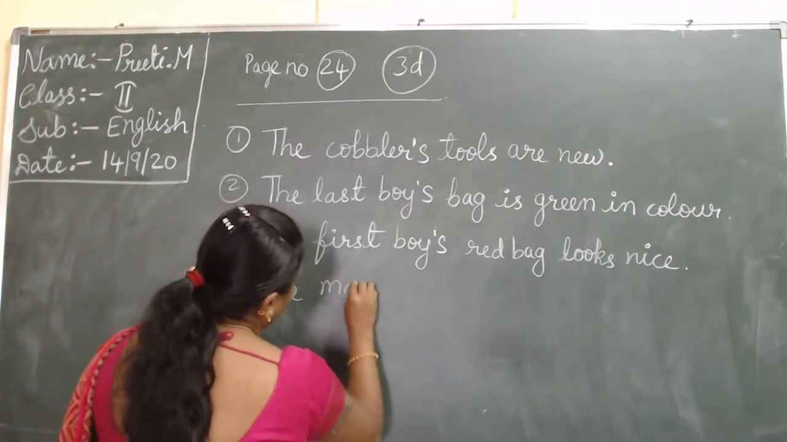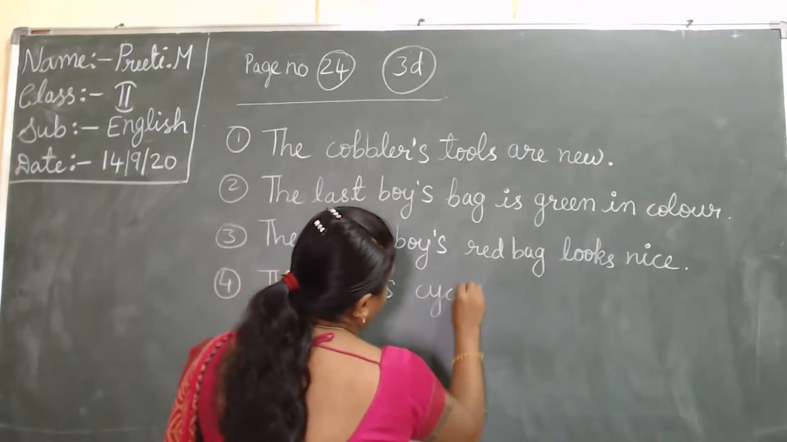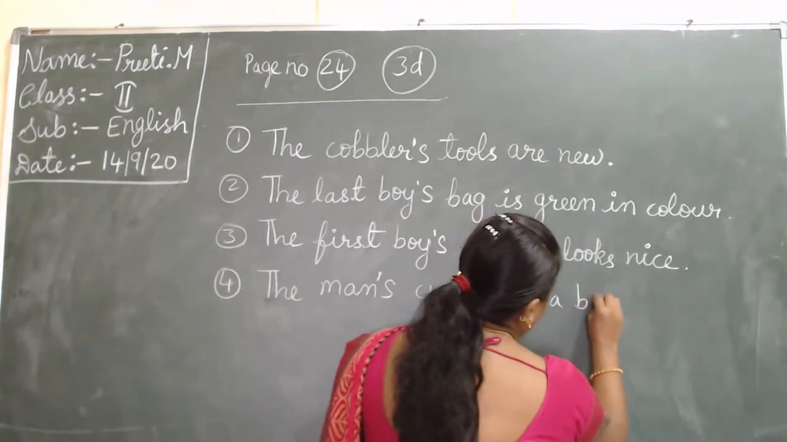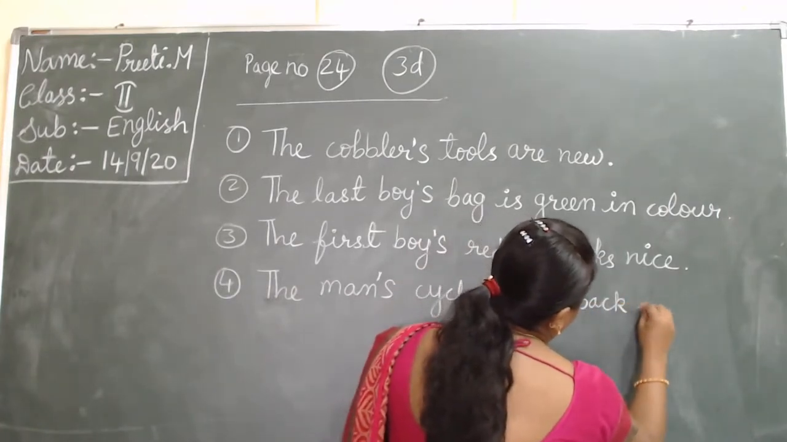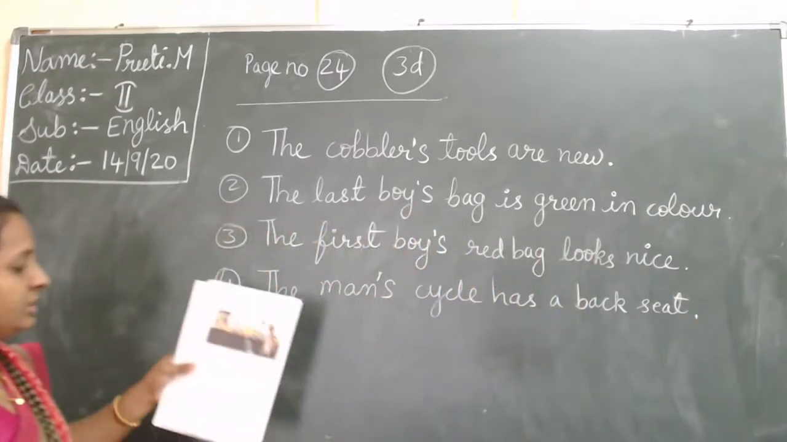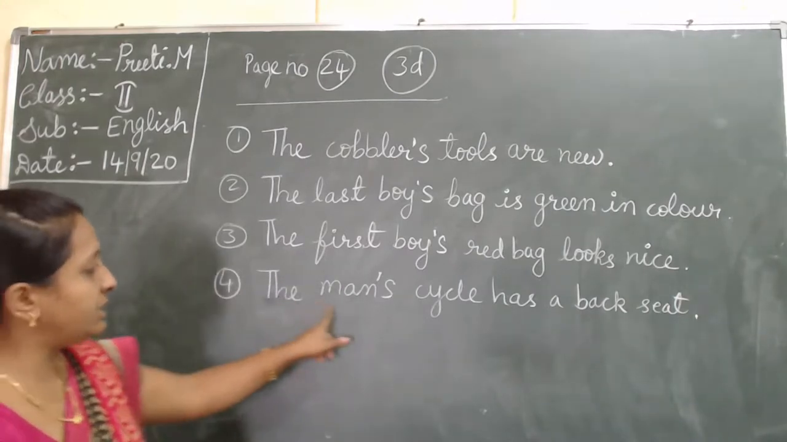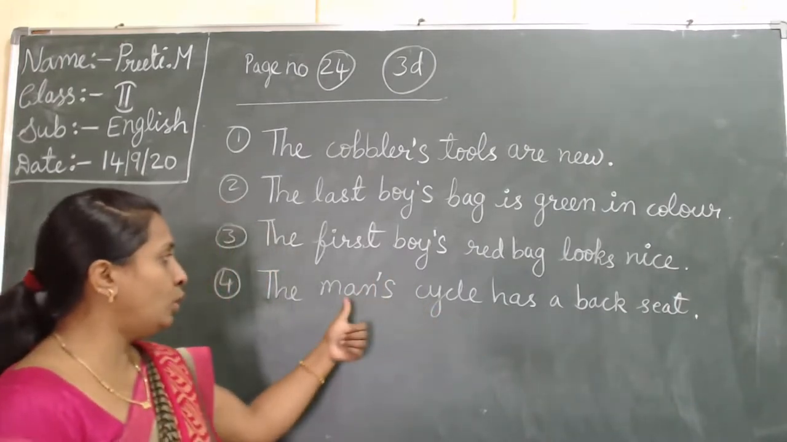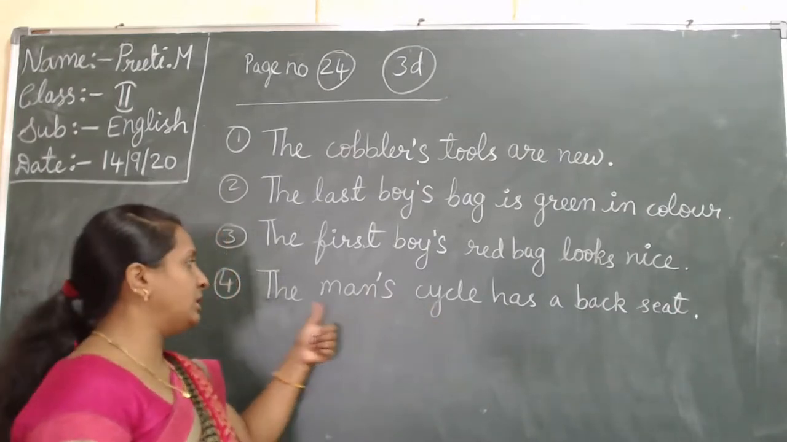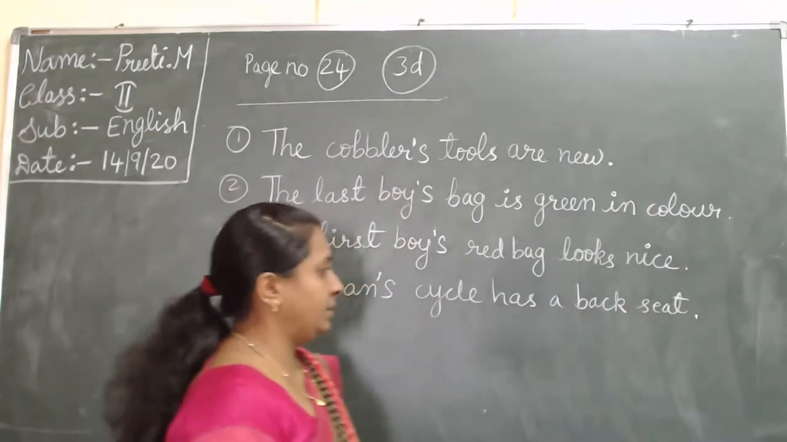The man's cycle has a back seat. Okay, children, what can you see? The man is riding a bicycle. The man's bicycle. This cycle belongs to whom? This man. Okay? This cycle belongs to the man. The man's cycle has a back seat.